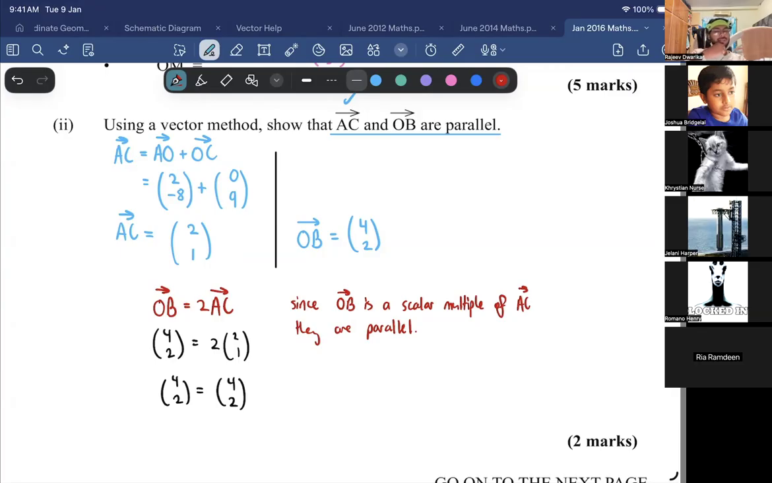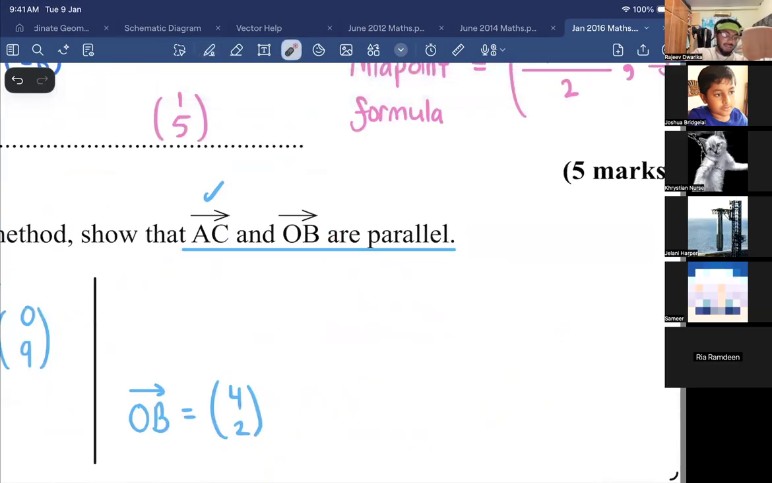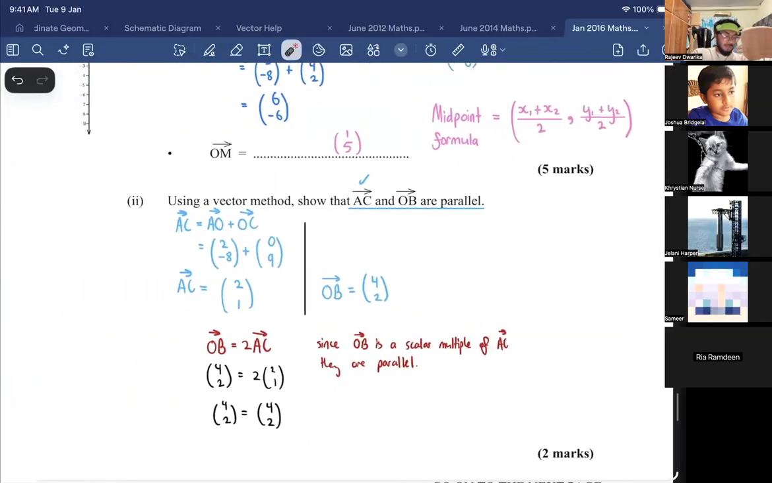Christian, what are you saying? They don't share the same point. Because they don't have any points in common, sir. Yeah, that's it. If you notice, A to C, and then O to B, they don't have a point in common.